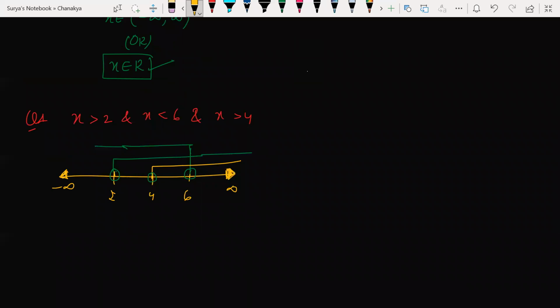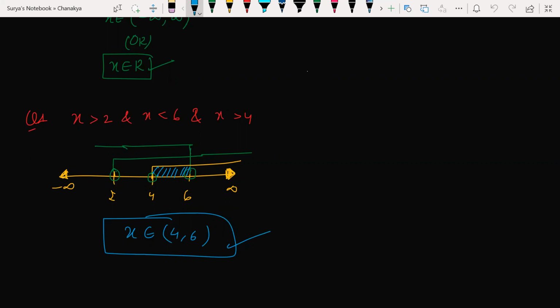Look at this here. This is the common region which I have. This is the region which I shaded, the region common to all the given inequalities. Look at this: 4 to 6. So x belongs to 4 to 6. I'm not including 4 and 6, so open brackets for everything. 4 to 6.